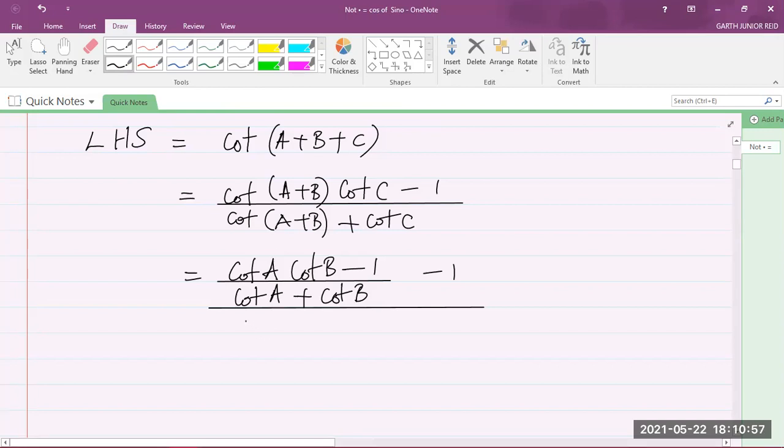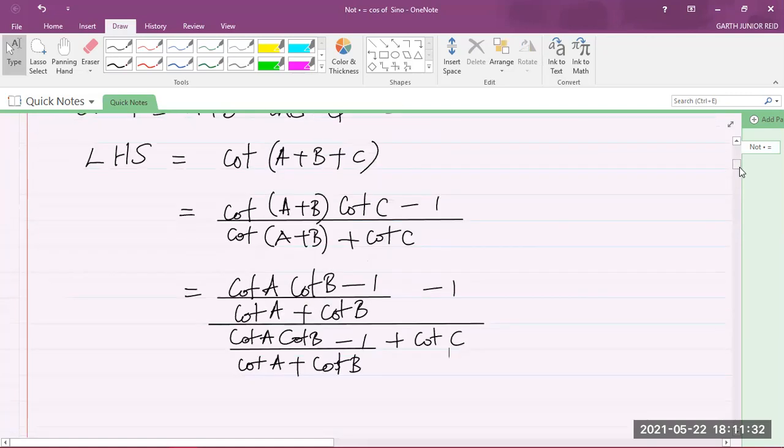And remember, we know that the cot of A plus B is the cot of A times the cot of B minus 1, divided by the cot of A plus the cot of B. That's what we have there in the denominator, plus the cot of C. So all I need to do now is add the two fractions here in the numerator and in the denominator. So let's just do that.